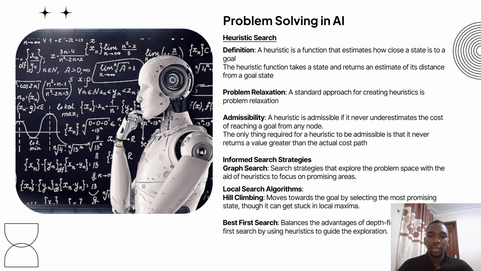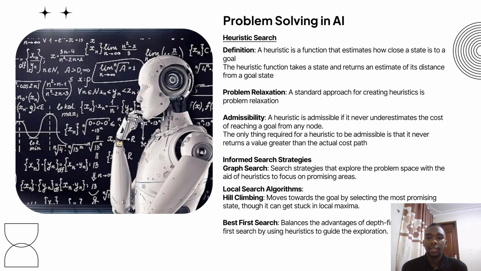A standard approach to creating heuristics is problem relaxation, which is basically where you take the constraints and relax them, making it easier to create a heuristic function. A heuristic is admissible if it underestimates the cost of reaching a goal node from any node. The only thing required for a heuristic to be admissible is that it never returns a value greater than the actual cost path.